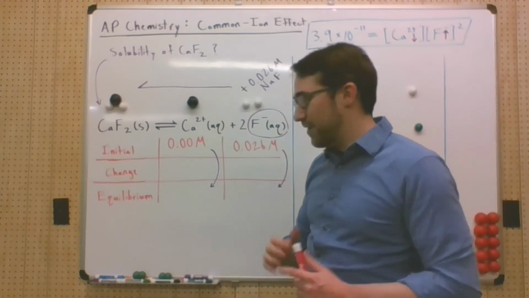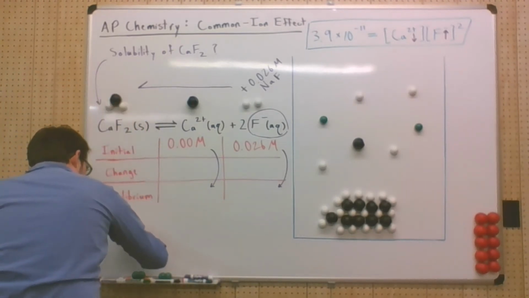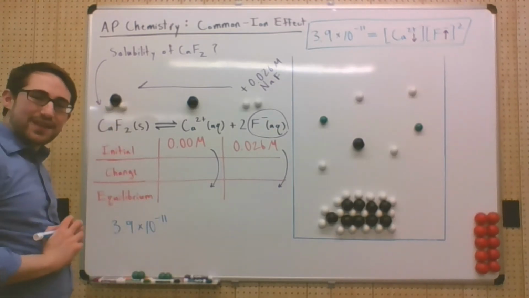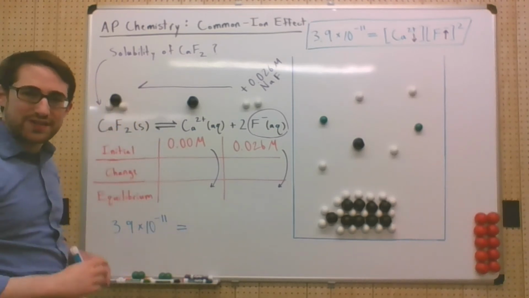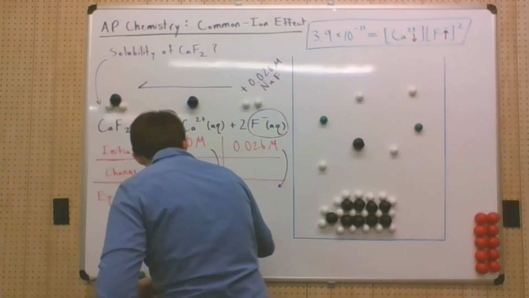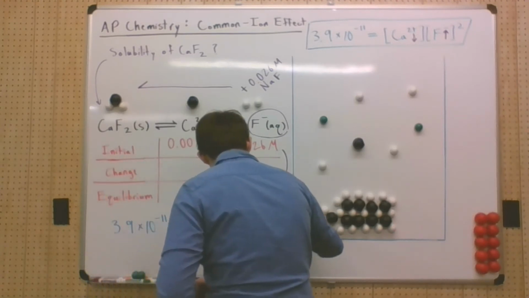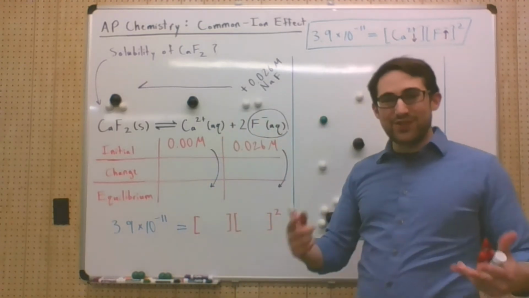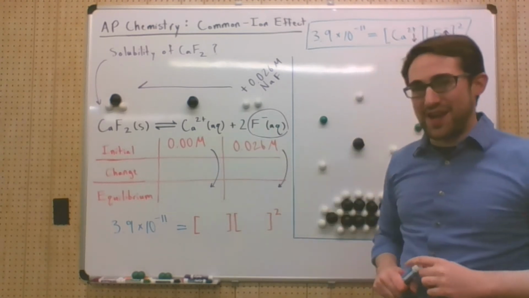Okay? So, we know our KSP. It should be 3.9 times 10 to the negative 11. And we need to know the concentrations at equilibrium. We're going to end up solving for them. So we need to have something in here that we can substitute for and calculate. Okay? So I need to know how much this is going to change by.